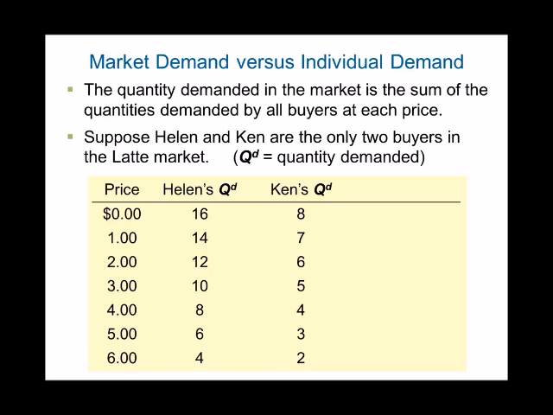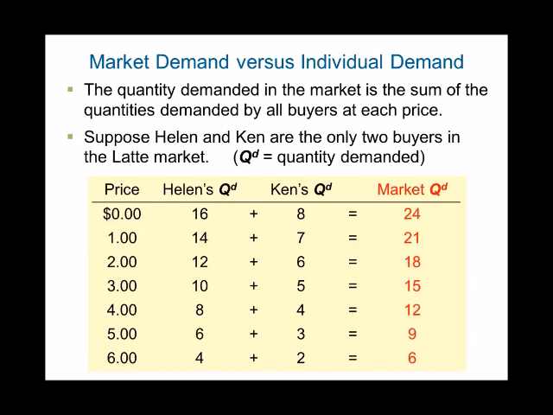Now, if we wanted to find the market quantity demanded, so for each price, how much is the market going to demand, we simply add Helen and Ken's quantity for each price. So when price is $0, the market quantity demanded is 24, which is 16 plus 8. If price rises to 1, the market quantity demanded is 21. When price rises to 2, it is 18, and so on.